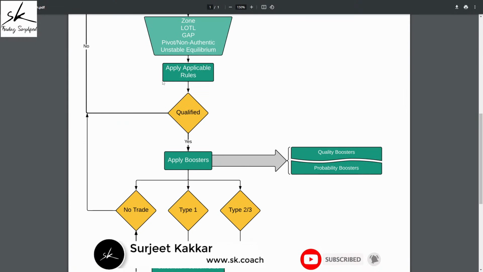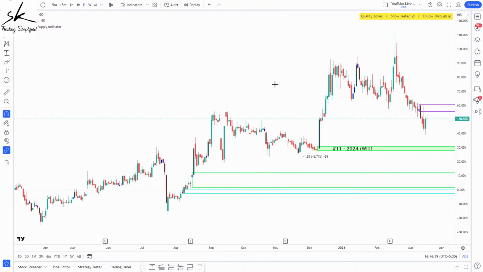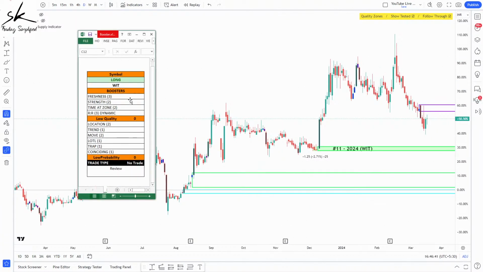So let's go back. Pivot not authentic, definitely qualified. Unstable equilibrium, not applicable. So after applying all the applicable rules, was the zone qualified for us? The answer is yes. And now that we know that the zone is qualified, we can move ahead with the booster scoring. If we start with the boosters, the zone is definitely fresh, gets a score of 3.